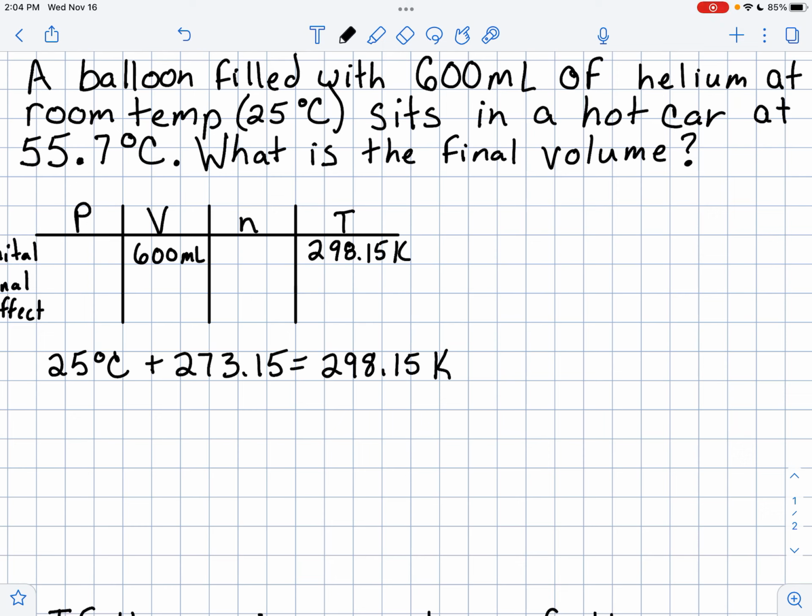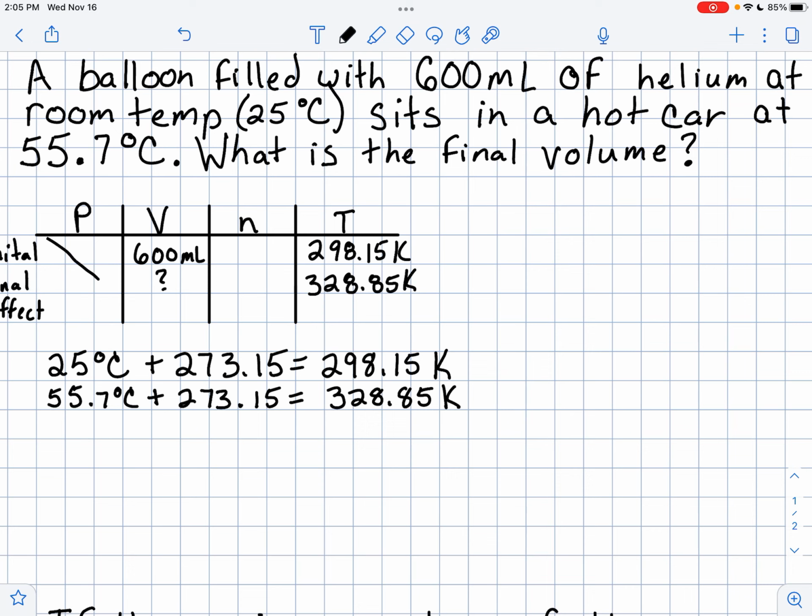Then it tells me that it sits in a hot car at 55.7 degrees Celsius. So again, I'm going to have to convert my Celsius to Kelvin by adding 273.15 to the temperature in Celsius. When I do that, I get a temperature of 328.85 Kelvin. Then it asks me what is the final volume. So that's going to be my question mark.